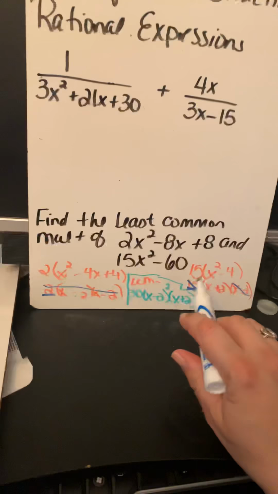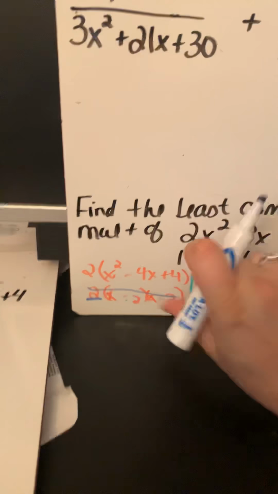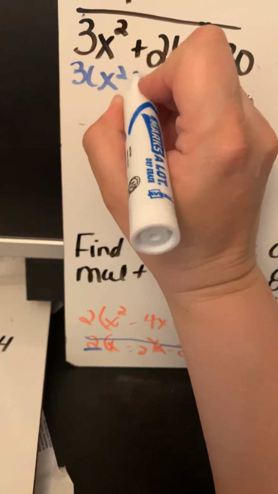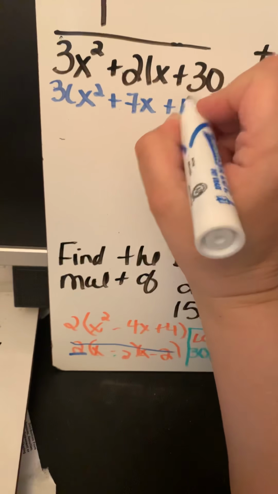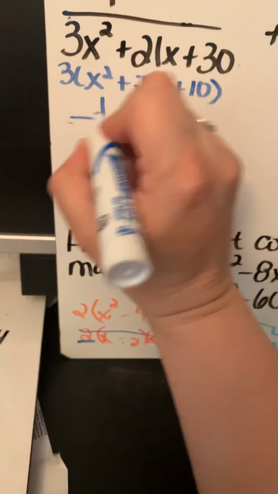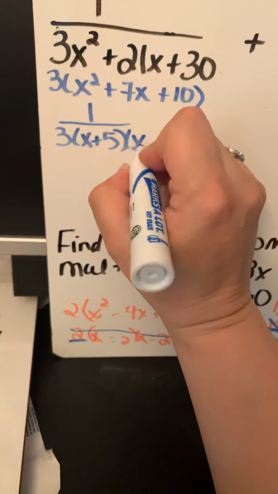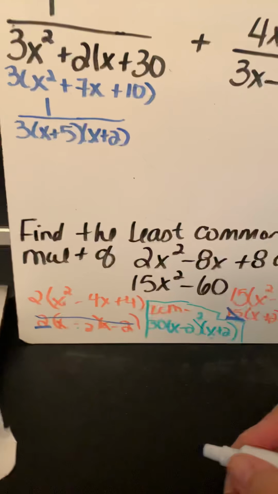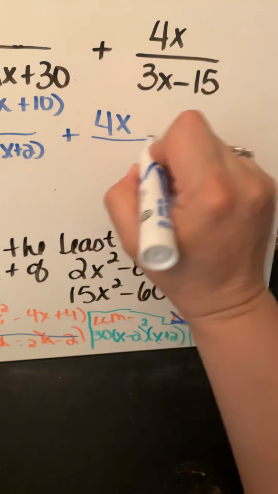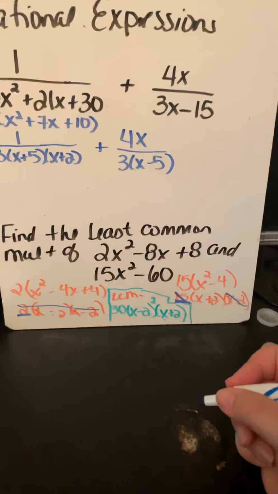So now when I'm adding these fractions, I'm going to do the same thing as I did down here. I look at my denominators, and we're going to factor them. So I'm going to pull a 3 out. So I've got x squared plus 7x plus 10. Then I'm going to break it down further. So I'm going to have 1 over 3 parentheses x plus 5, x plus 2 for that one. Plus, this one here, I can only take out that 3. So I've got 3 parentheses x minus 5.